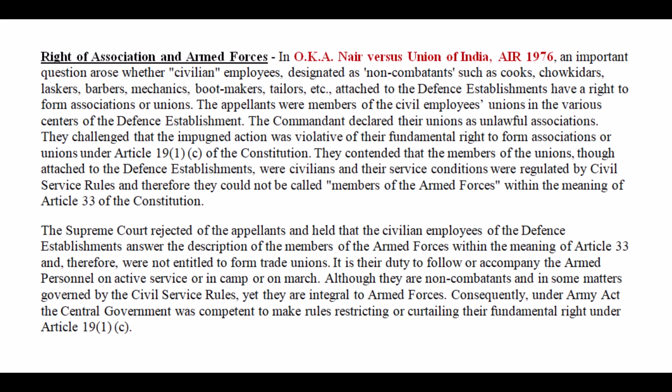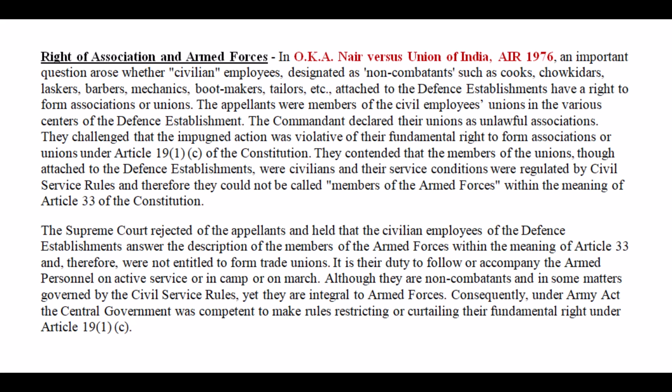The Supreme Court rejected the plea of the appellants and held that the civilian employees of the defense establishments answer the description of the members of the armed forces within the meaning of Article 33 and, therefore, were not entitled to form trade unions. It is their duty to follow or accompany the armed personnel on active service or in camp or on march. Although they are non-combatants and in some matters governed by the civil service rules, yet they are integral to armed forces. Consequently, under Army Act, the central government was competent to make rules restricting or curtailing their fundamental right under Article 19(1)(c).